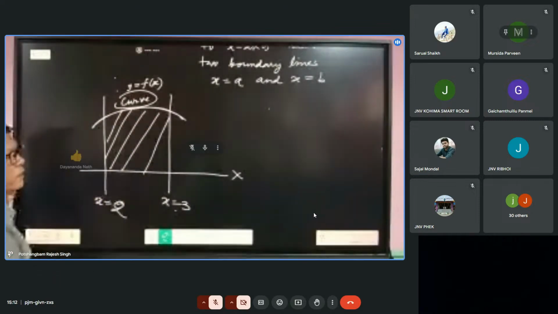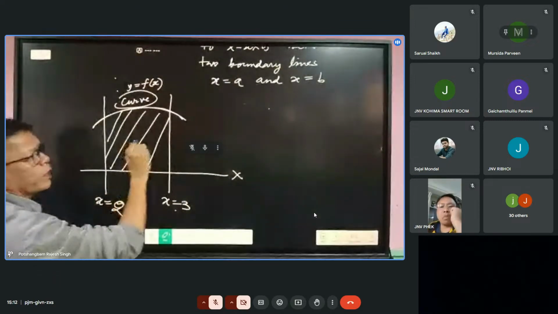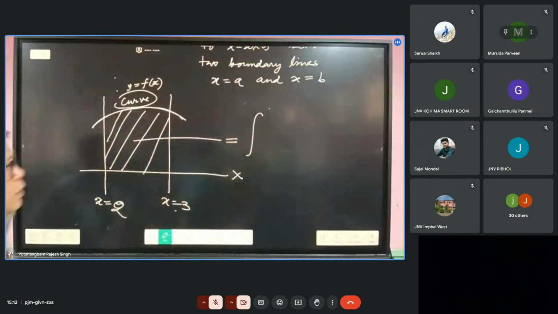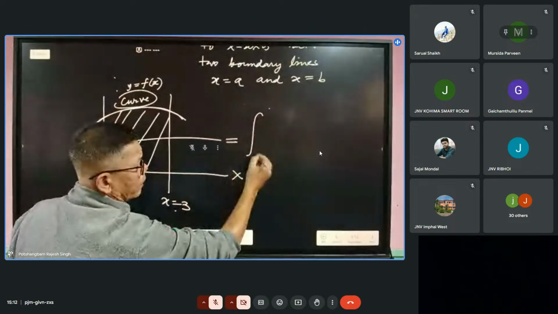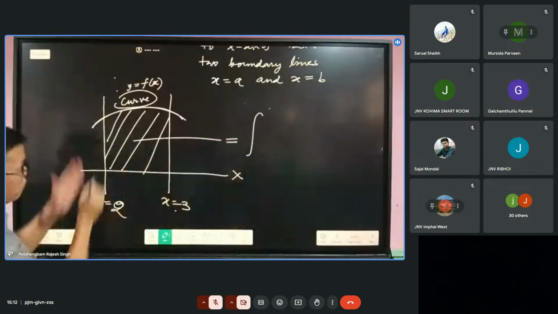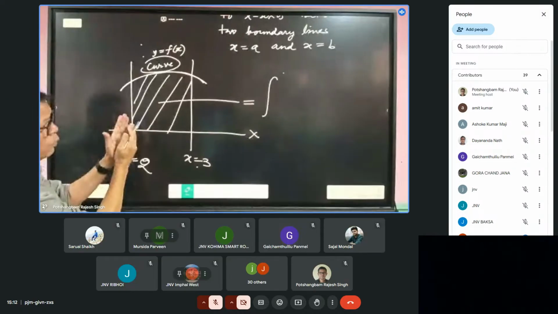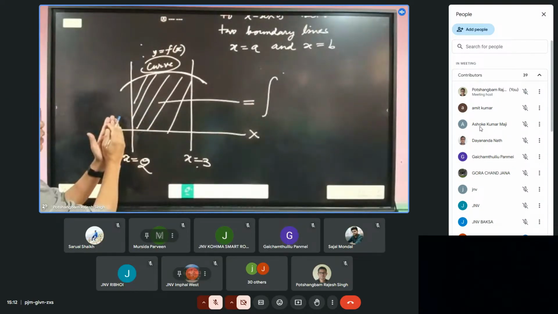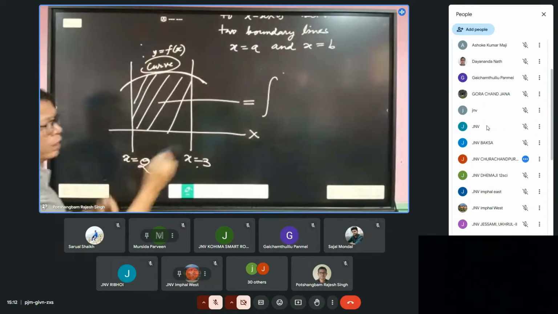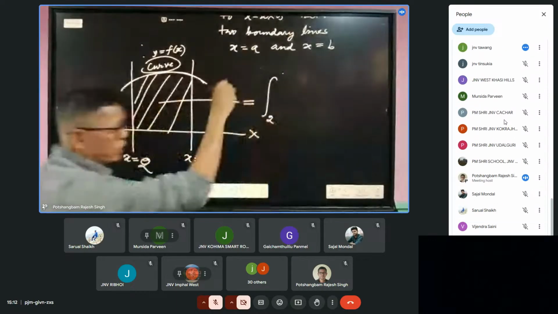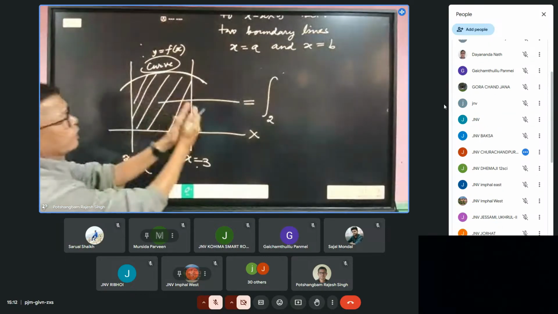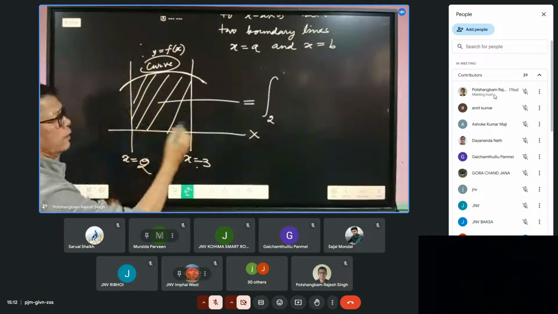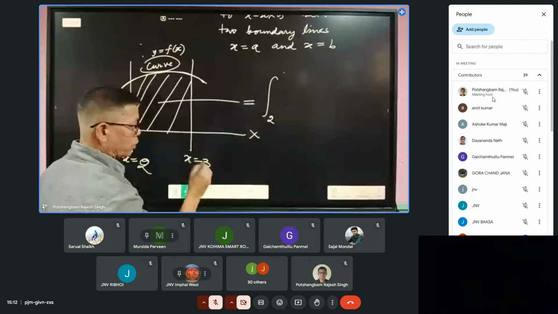The area of the given region is going to be represented by a definite integration. For this definite integration, the lower limit will be the lower boundary line, the line which is nearer to the y-axis. The equation of the line which is nearer to the y-axis should be put in the lower limit of your definite integration, and the boundary line which is farther away from the y-axis should be put in the upper limit, x equal to the upper limit.